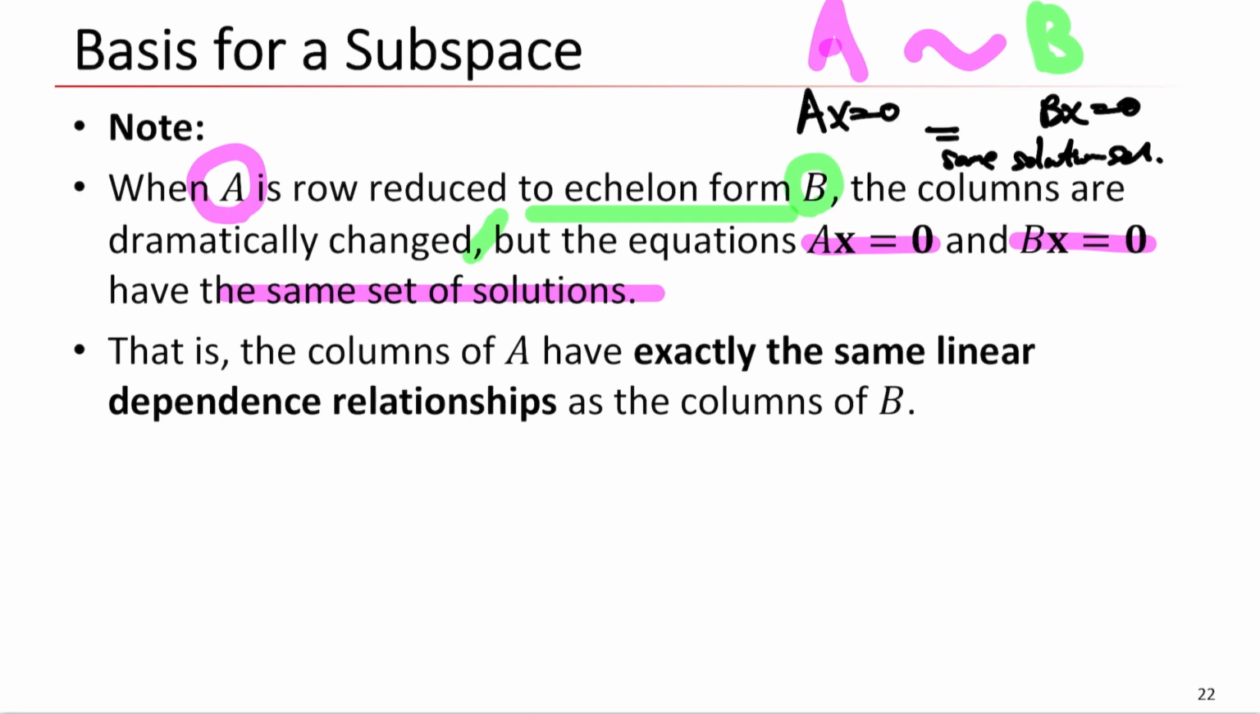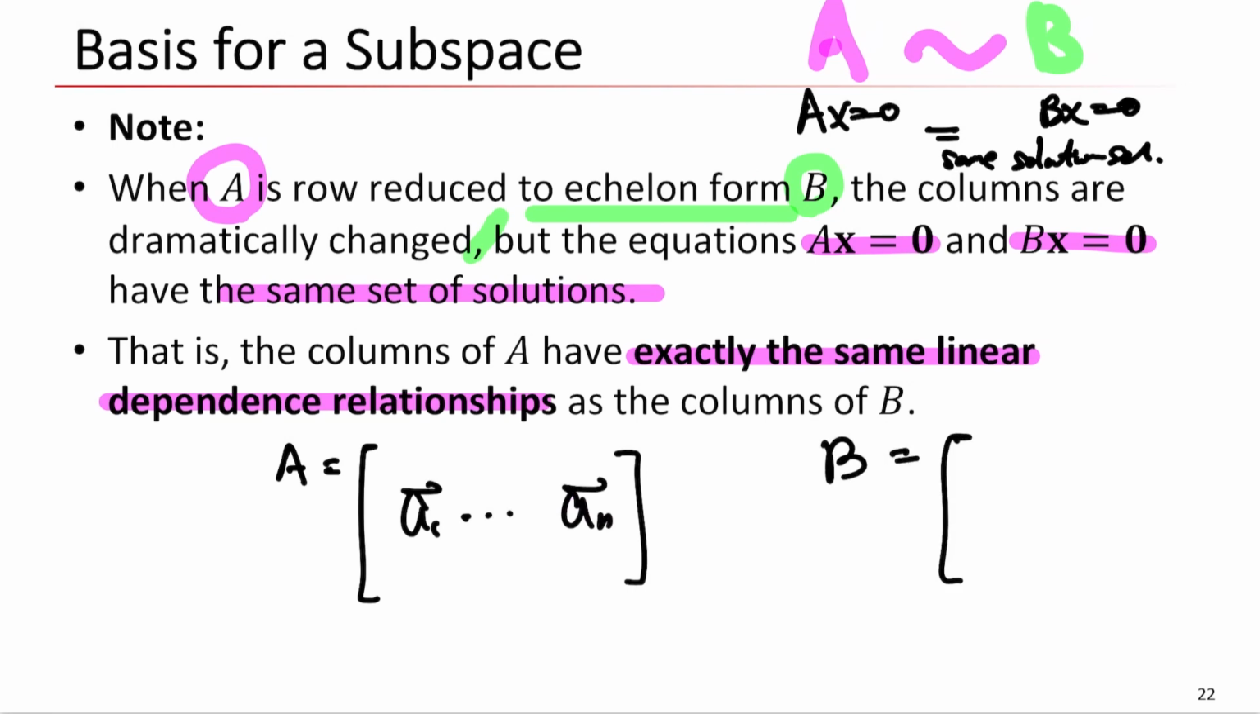So it means that the columns of the matrix A have exactly the same linear dependence relationship as the columns of B. So what does it mean? Okay, let's say matrix A is something like this, and matrix B is something like that. Then B is the reduced echelon form of the matrix A, by row reducing.